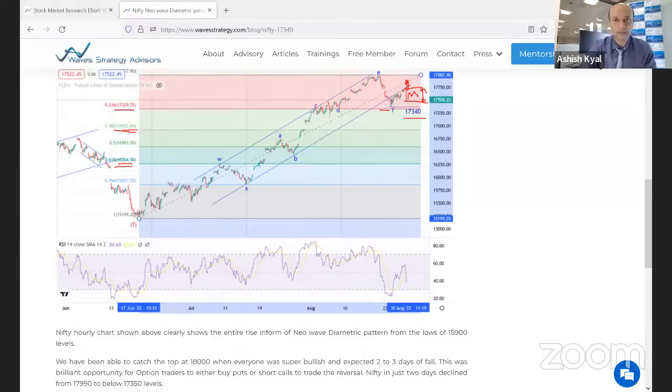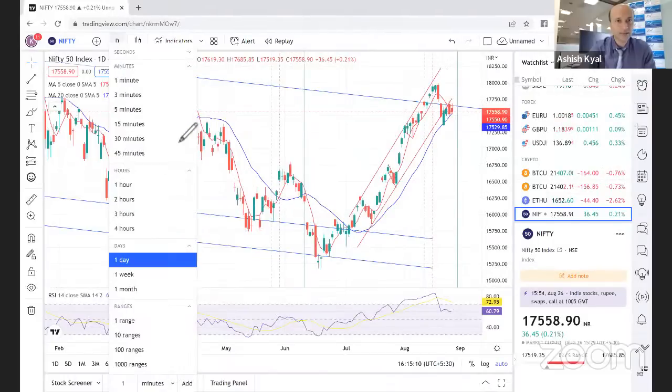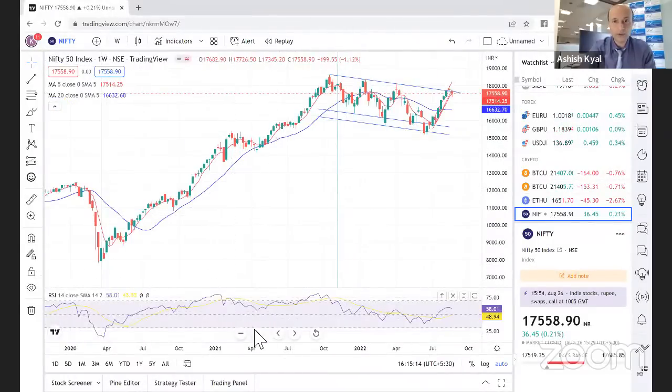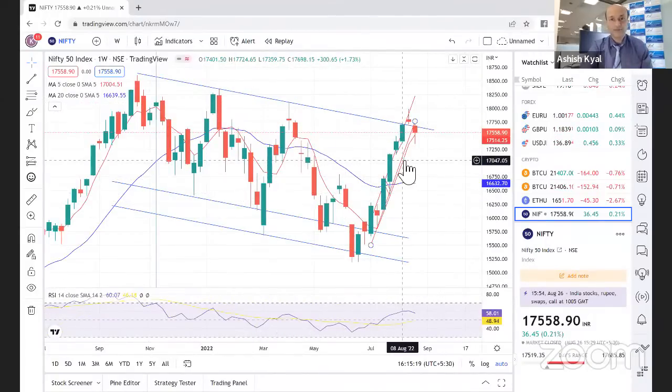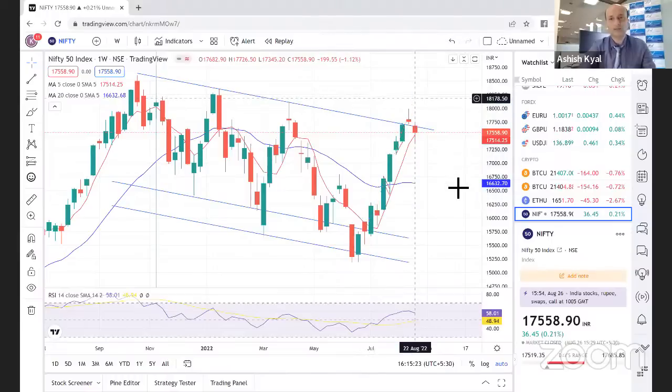Let's look at the weekly chart. Let me go on TradingView and check the weekly chart to see what has happened on the weekly time frame. The weekly time frame is superb. Look at this Nifty weekly chart. I'm deleting the trend line. Now look at this chart. What do you see? The 3 conditions, guys. Do you know the candlestick 3 conditions?